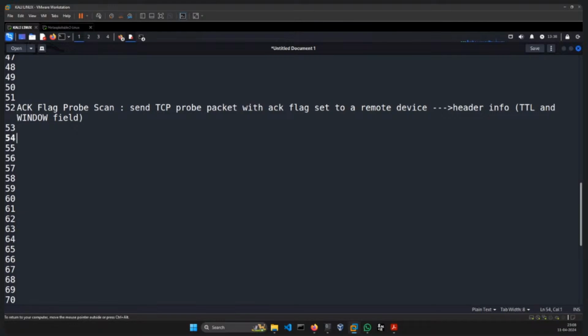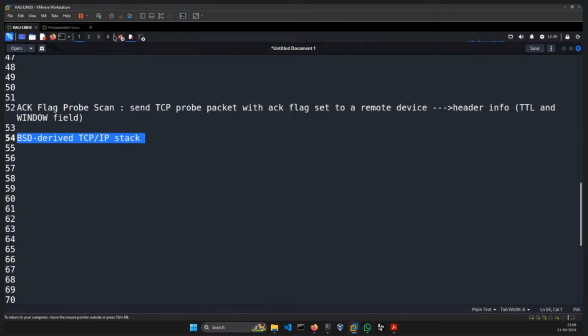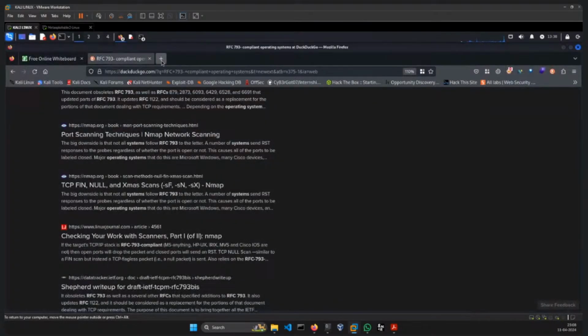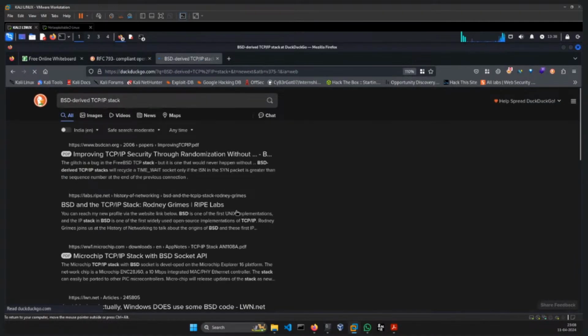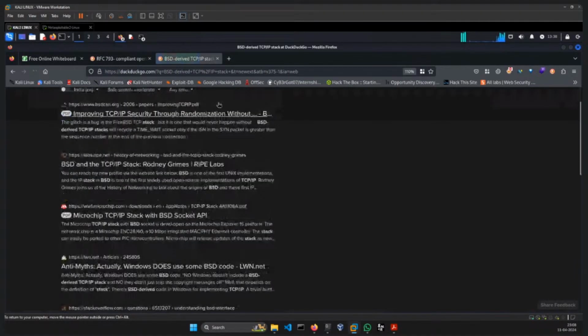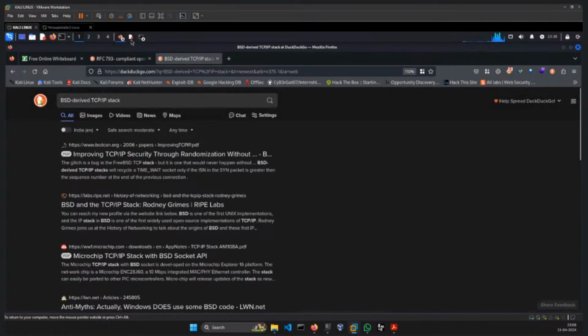Now the ACK flag probe scanning exploits vulnerabilities within the BSD-derived TCP/IP stack. So this one is also limited to the BSD-derived TCP/IP stack. For those operating systems or devices that follow this kind of stack, just copy it and search in your Google what this means. Here you will see different authors who have explained this, and you can go through that.